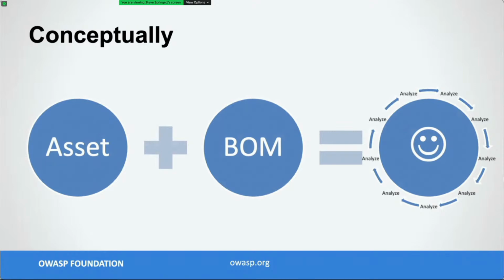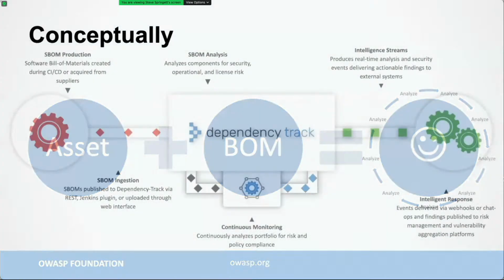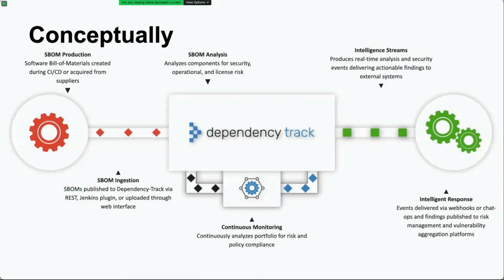Going down a few hundred feet, this is still at a high level. This is what it does. On the left, we produce the bill of materials. We can do this in a CI/CD pipeline, pretty easy. There's lots of tools that do this. You can get them from suppliers.